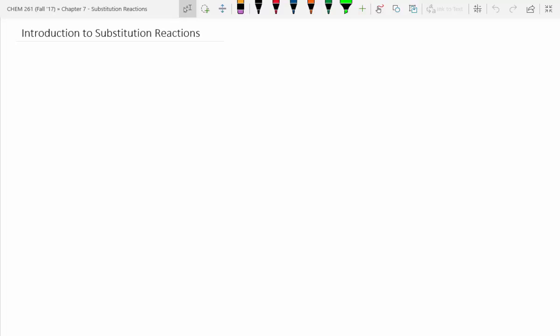All right, we're finally at the time of the year where we get to start talking about mechanisms and reactions rather than all this other stuff. So let's talk about substitution reactions. Substitution reactions are one of the most common types of reactions in organic chemistry.